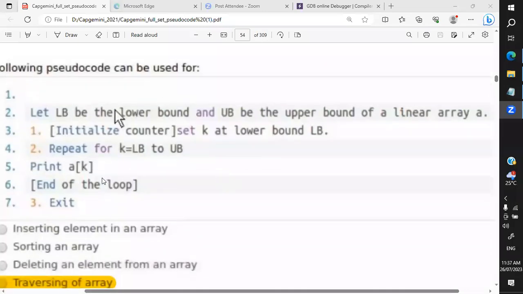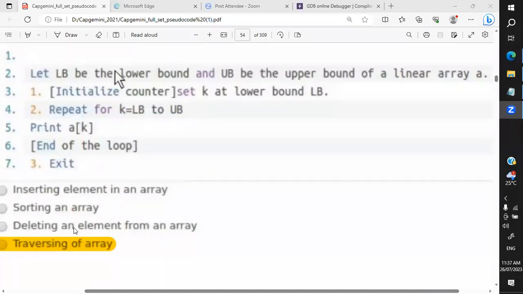It is printing all the elements, right? Probably, but we don't have an option called printing. Simply, it is like traversing all the elements. Exactly speaking, it is printing all the elements of the array, but we don't have anything like that. It's traversing the elements of the array. It's very simple. Let's look at that.